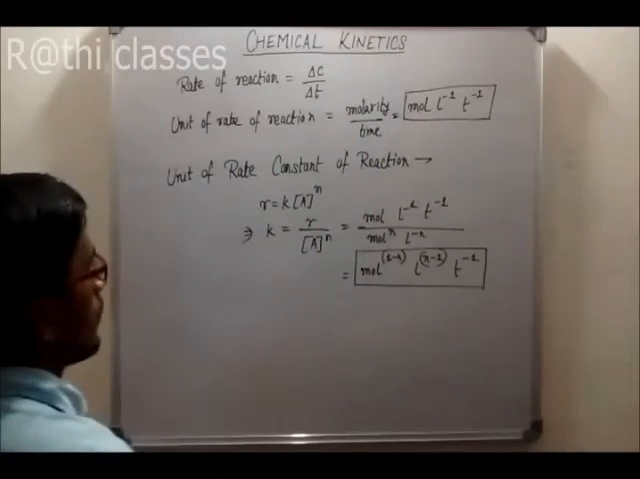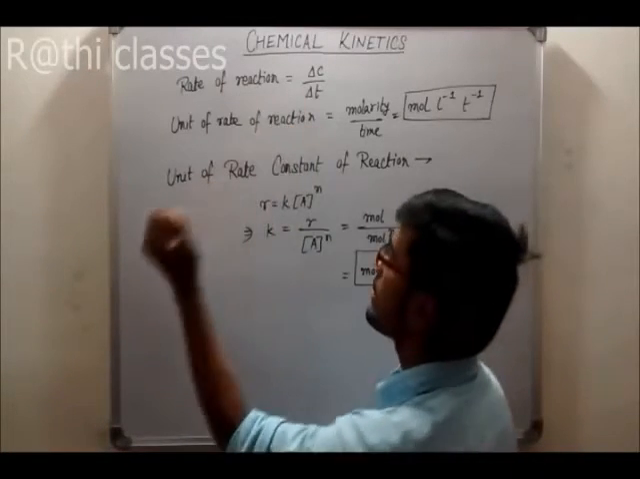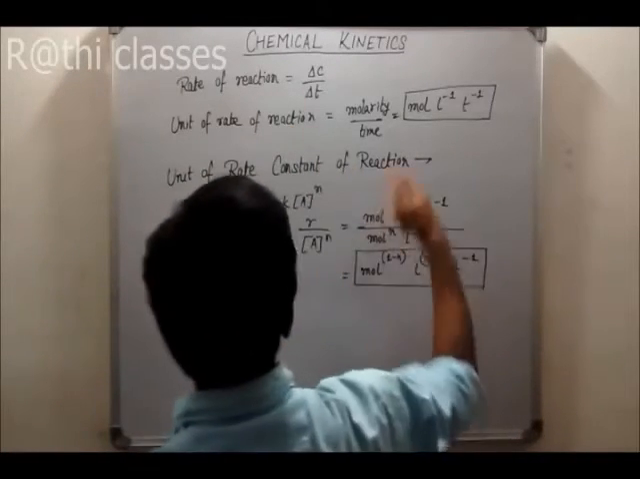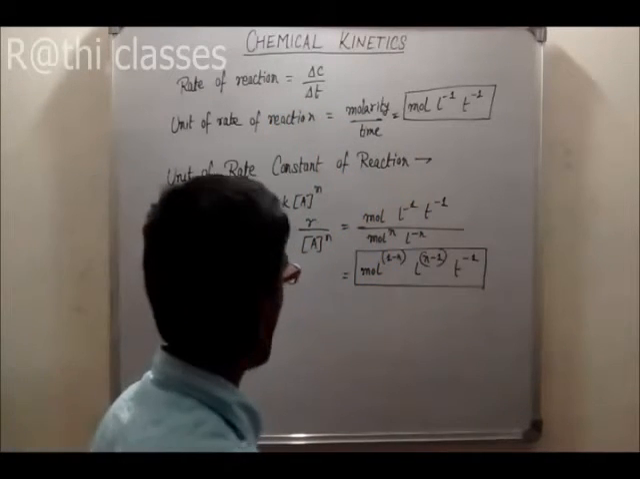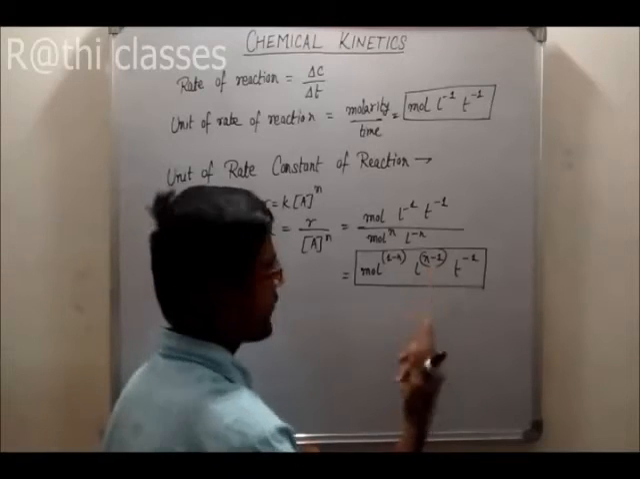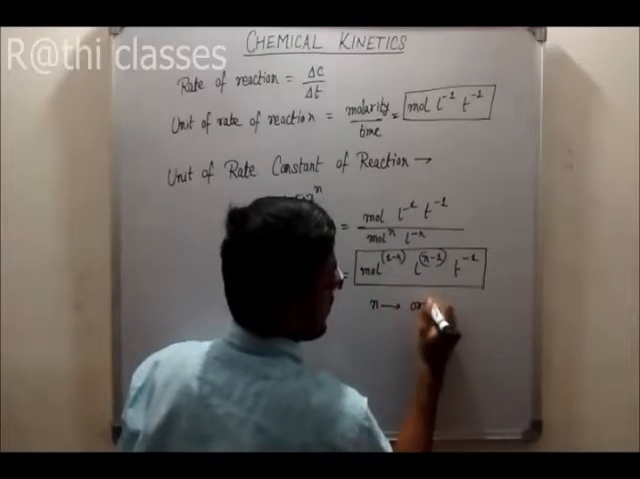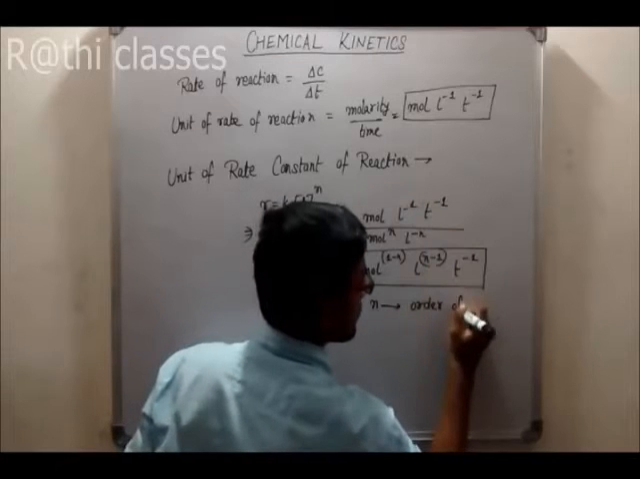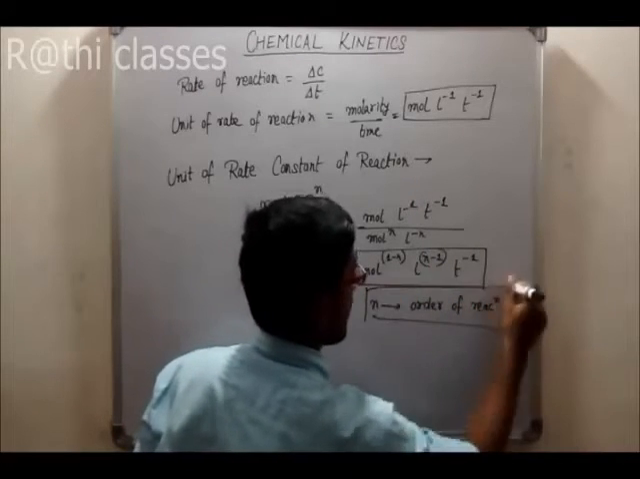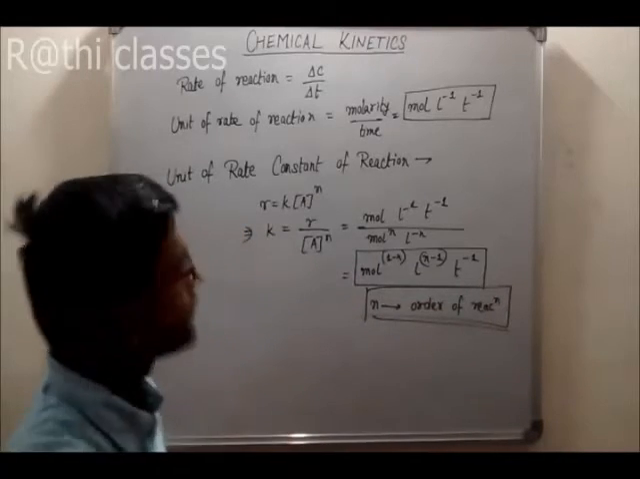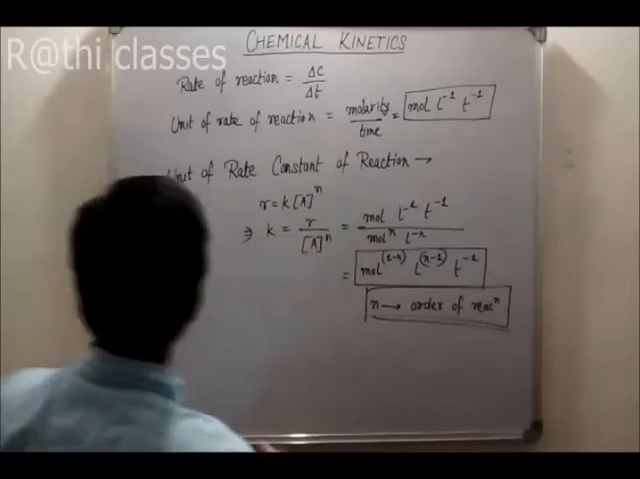Right? This is the unit of rate constant of the reaction, and this is the unit of rate of the reaction. So we saw two definitions: first for the rate of reaction and then the rate law expression, and we saw the unit of rate of reaction and then the unit of rate constant of the reaction. Right? So note, this n is the order of reaction, which I defined earlier. Now let's see the unit of rate constant for different orders of reaction.